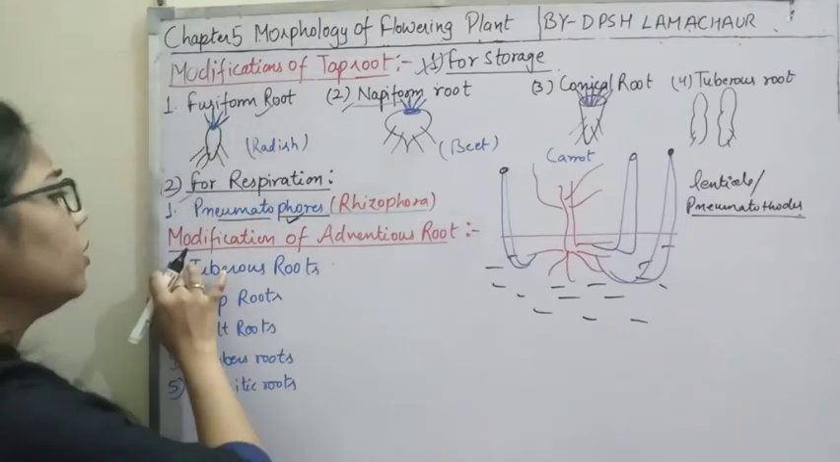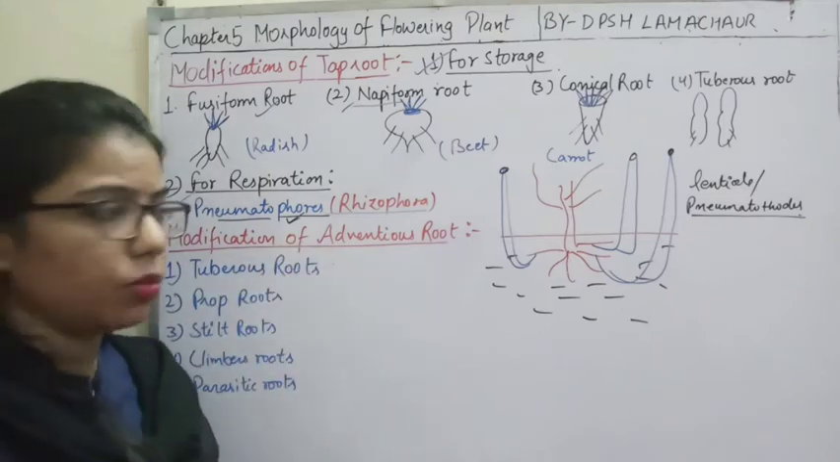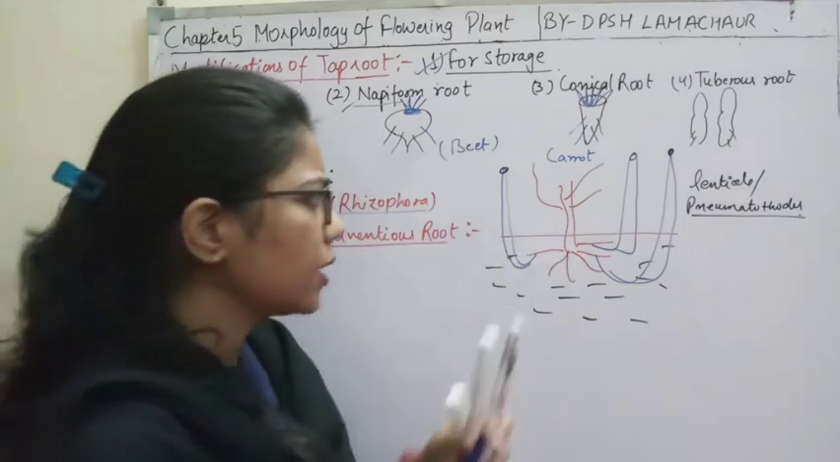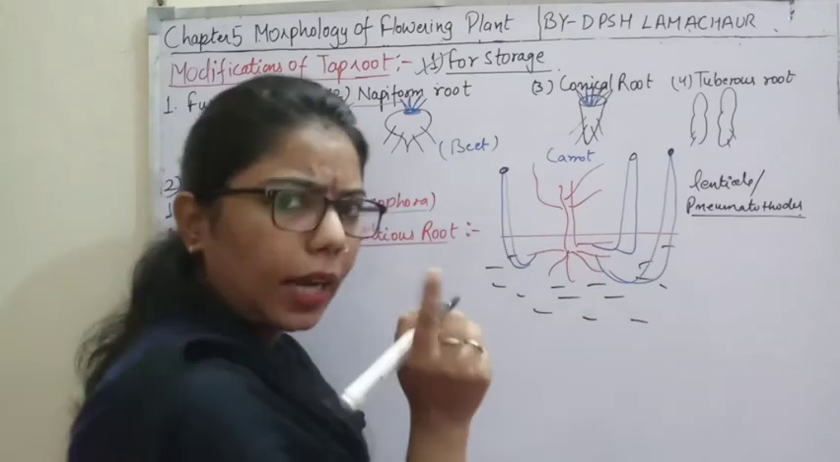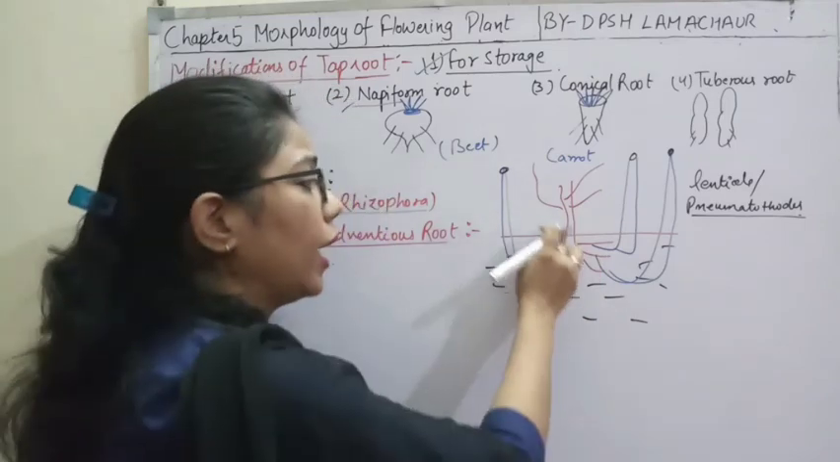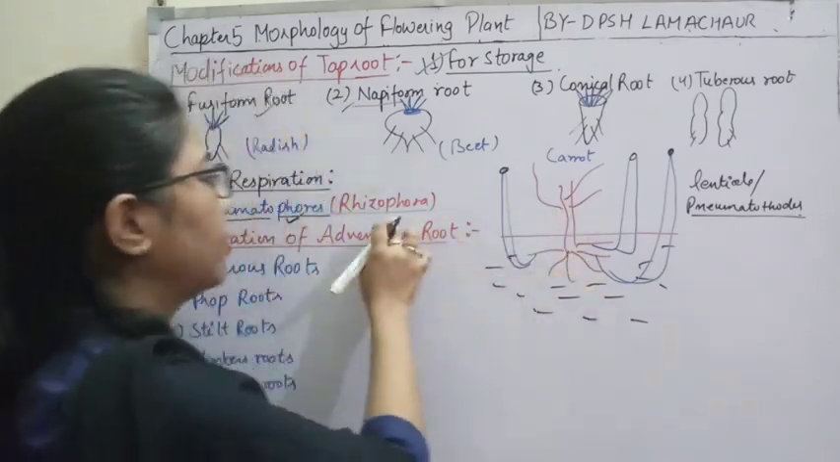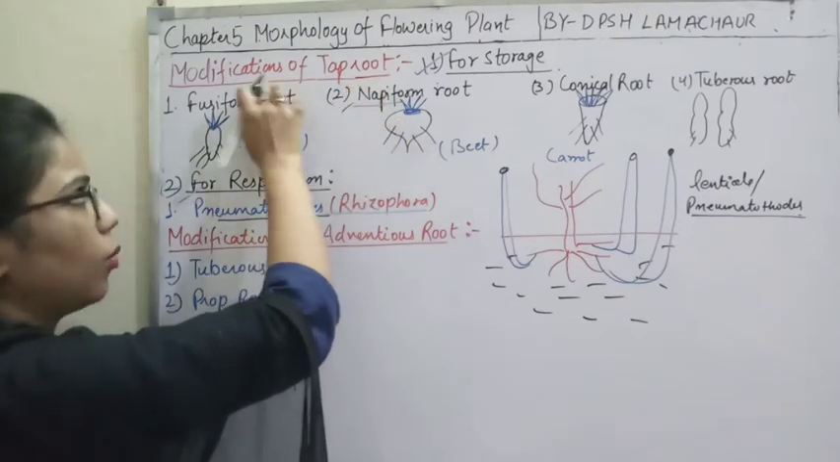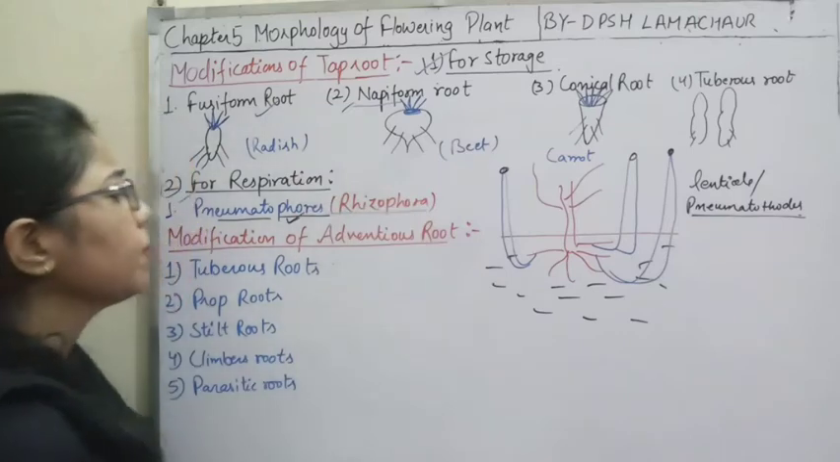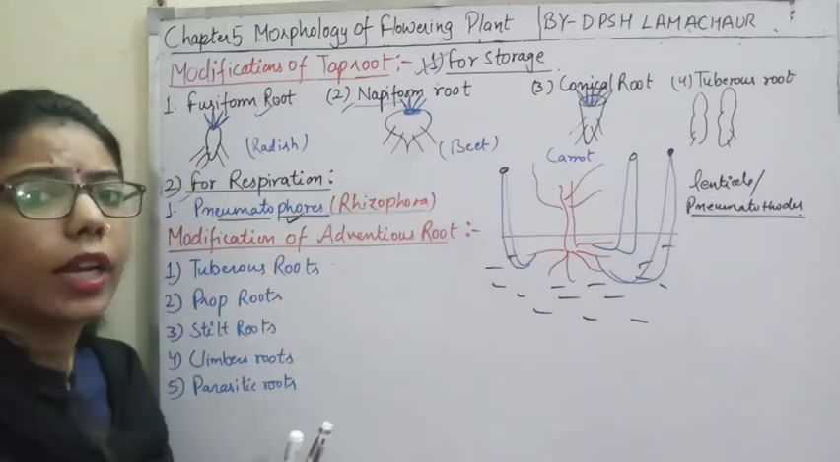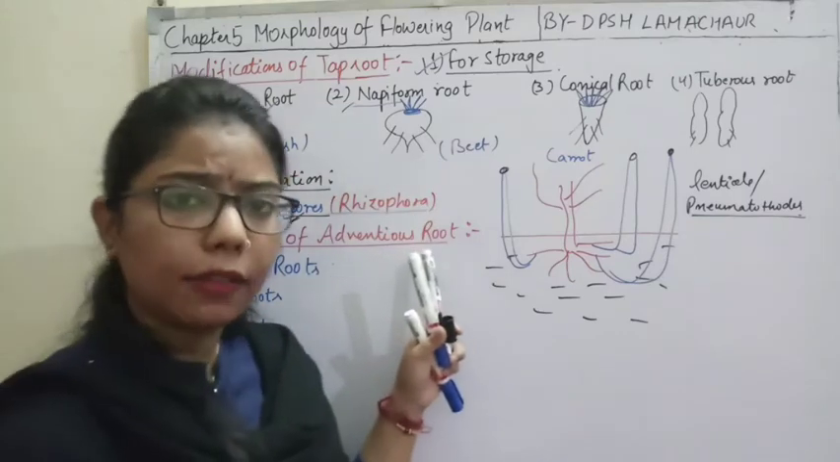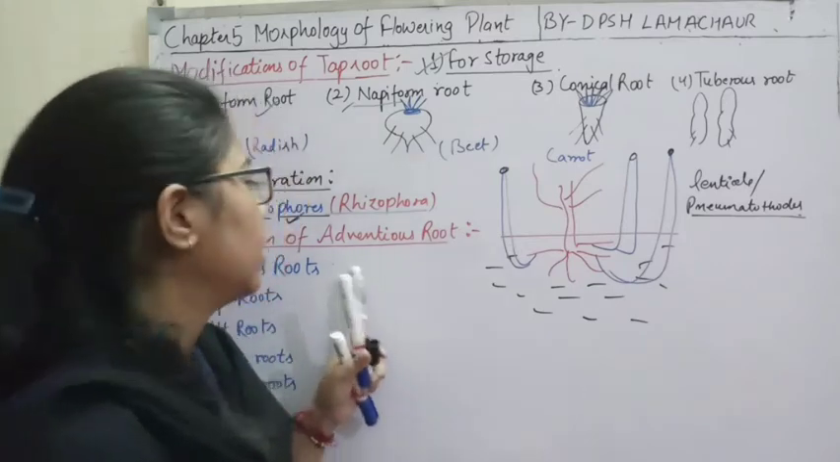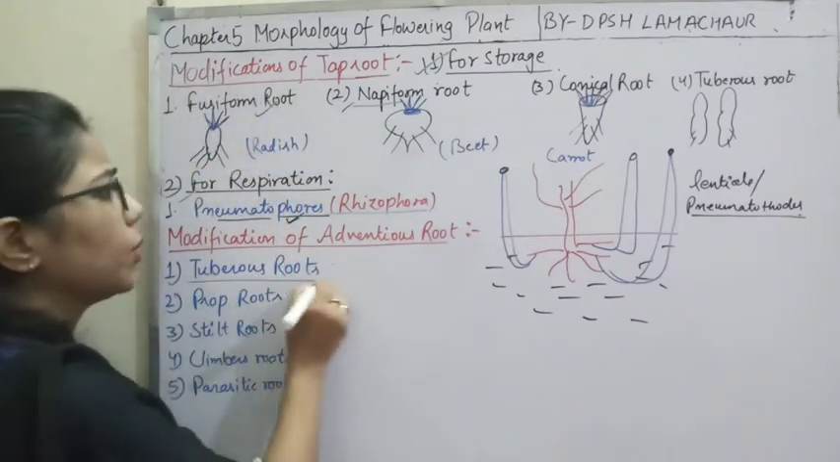And another one is the modification of adventitious root. See here, in this case you can see that roots are developing from the radicle itself. They are not developing from any other part. That's why we have kept these pneumatophores under the modification of the taproot system. Another one is the modification of adventitious root. What is the meaning of adventitious? Other than the radicle. So here the first one is a tuberous root.